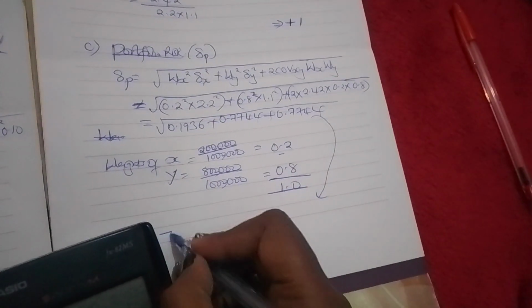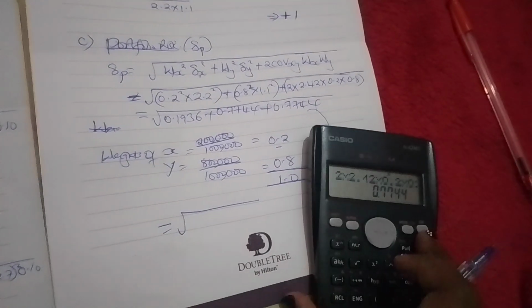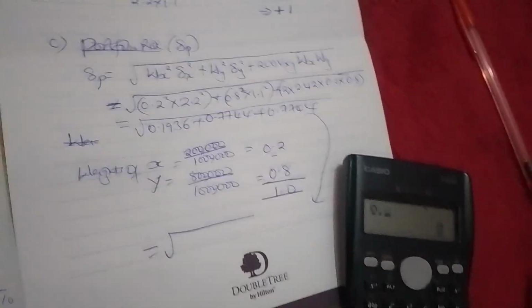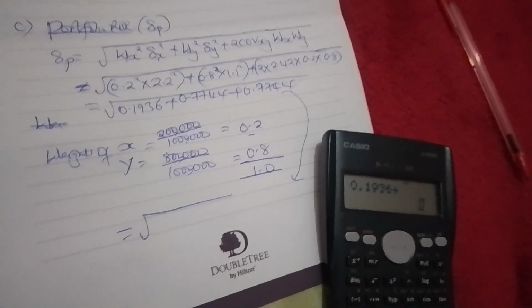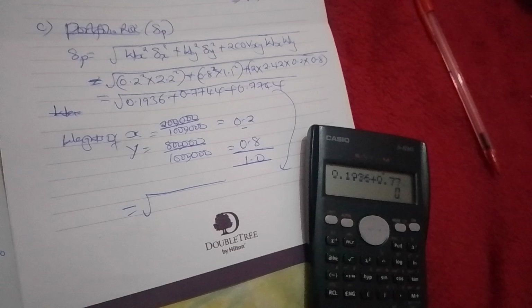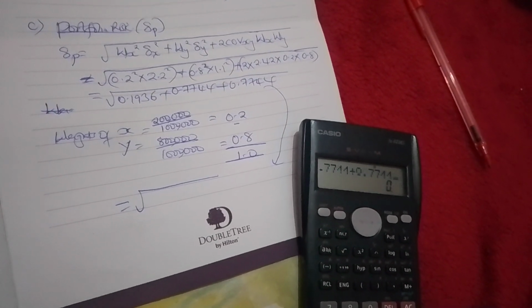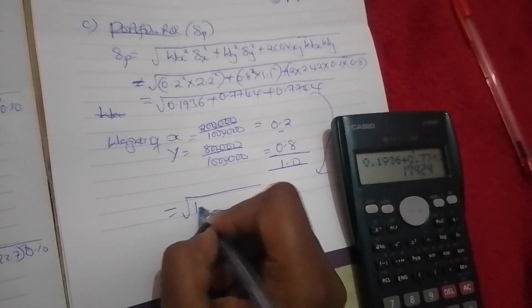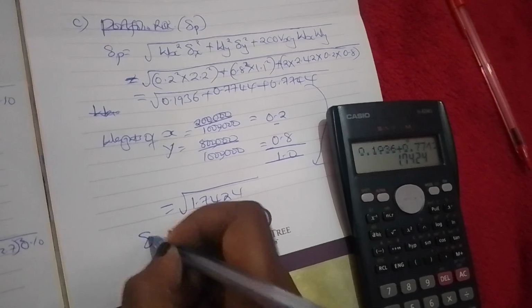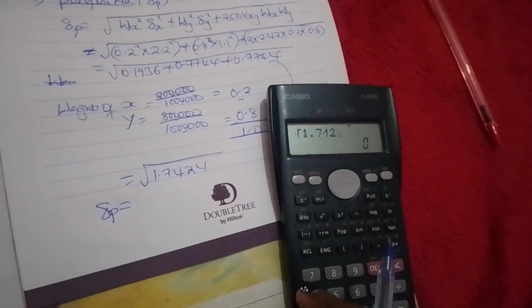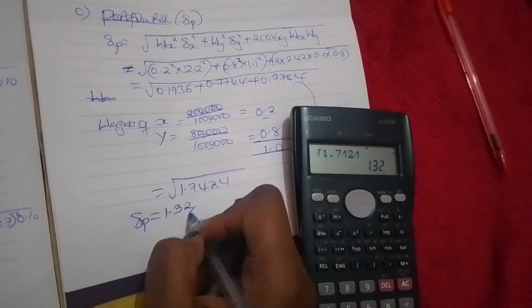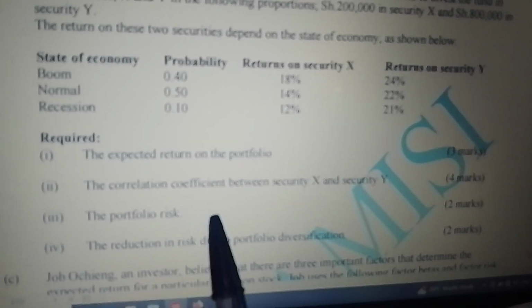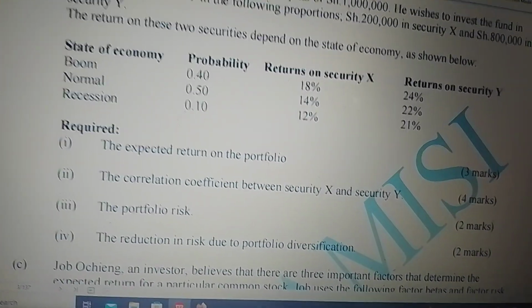Let's do it over here. So it's going to be the square root. When you add all of them, you start from the first one, 0.1936 plus 0.7744 plus 0.7744. We add, we get 1.7424. So we get the square root, so that we get our portfolio risk. So it's going to be the square root of 1.7424, which is 1.32. And from that, we have been able to compute our portfolio risk, and we are able to get our 2 marks from that.